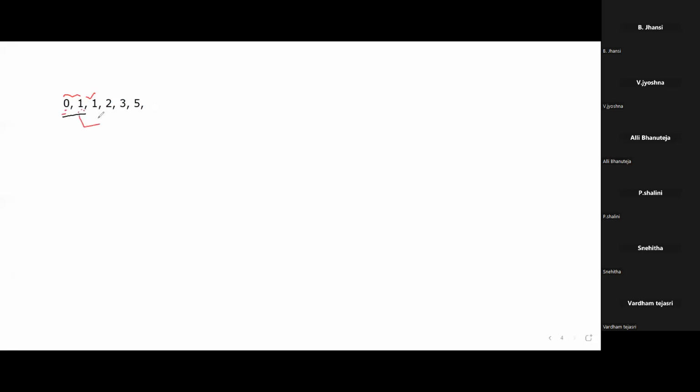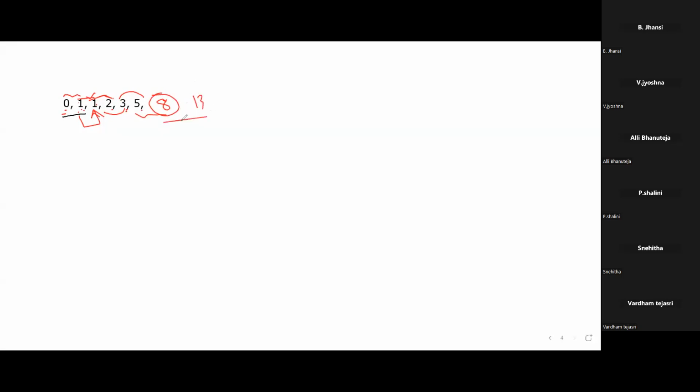0 + 1 is 1. Again you add these two numbers. 1 + 1 is 2. Again you add these two numbers. 1 + 2 is 3. Next, 2 + 3 is 5. So next one will be 3 + 5. That's so you get 8. Okay. Then next number is not 12. Check it. 5 + 8 is 13. Very good. Okay? 5 + 8 is 13, not 12.